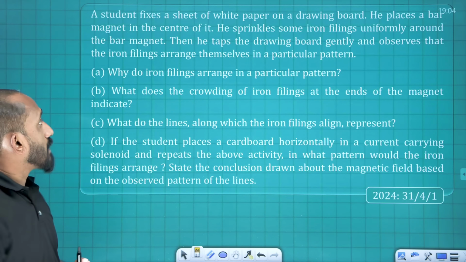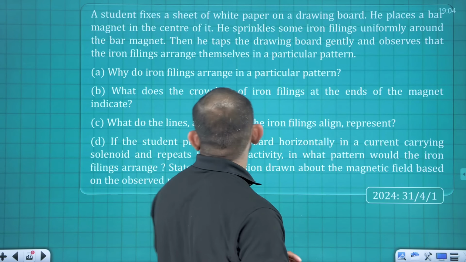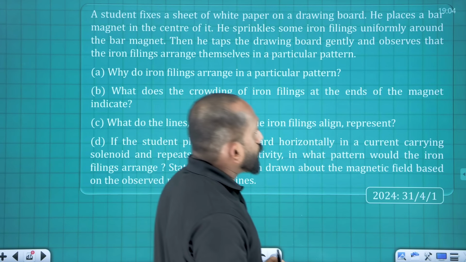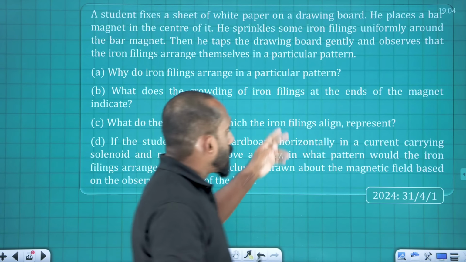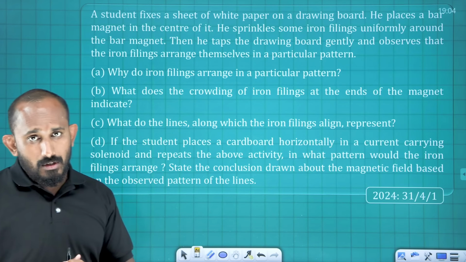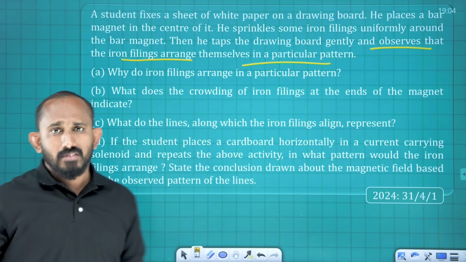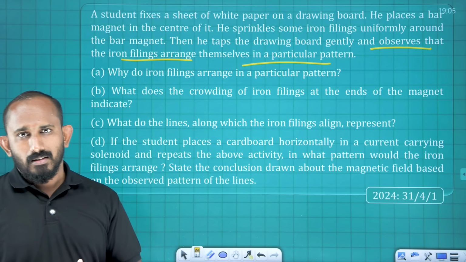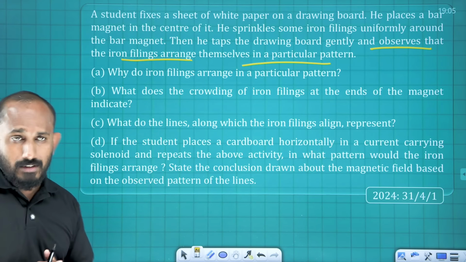A student fixes a sheet of white paper on a drawing board. He places a bar magnet in the center of it. He sprinkles some iron filings uniformly around the bar magnet. Then he taps the drawing board gently and observes that the iron filings arrange themselves in a particular pattern. So, the iron filings are arranged in a particular pattern. It's a practical oriented question regarding the magnetic field of a bar magnet. The same previous figure, you know, that's the concept. There are subpart questions.